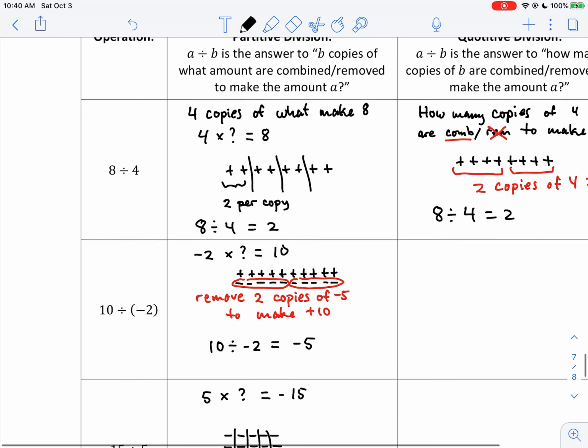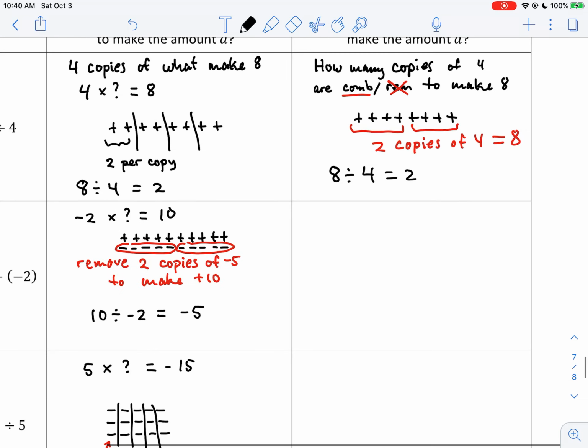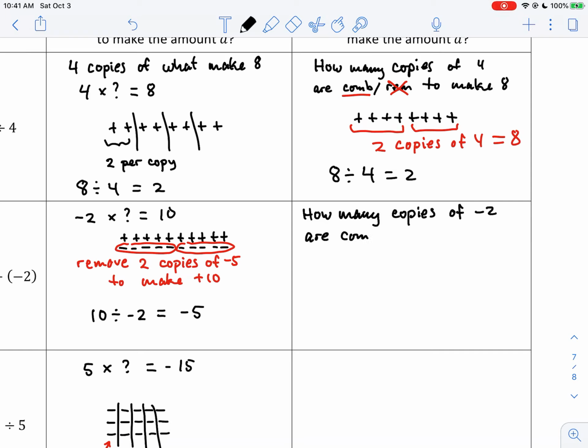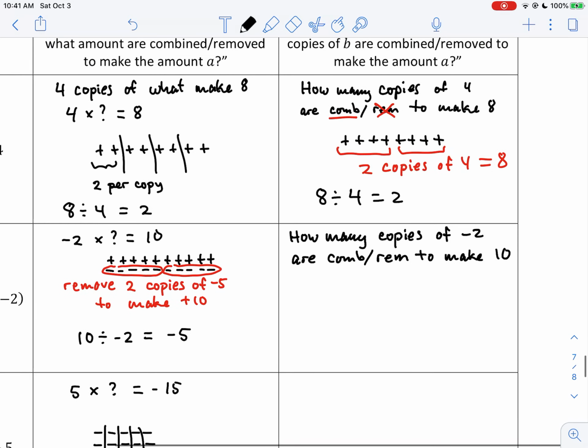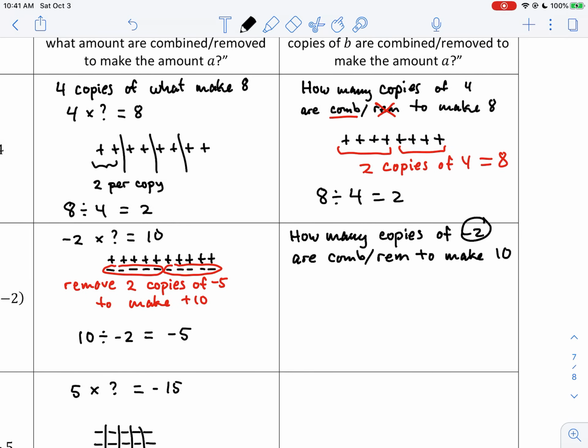Okay, let's do this next one. We're doing 10 divided by -2. So this is how many copies of negative 2 are combined or removed to make positive 10. All right, so when you see that, now you're working with copies of negative 2.